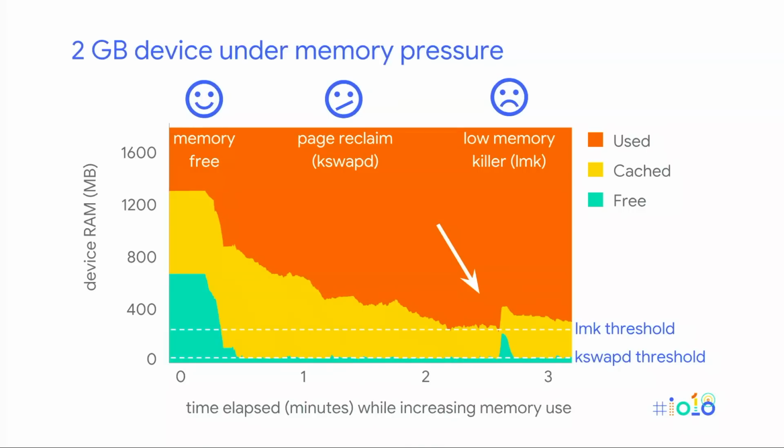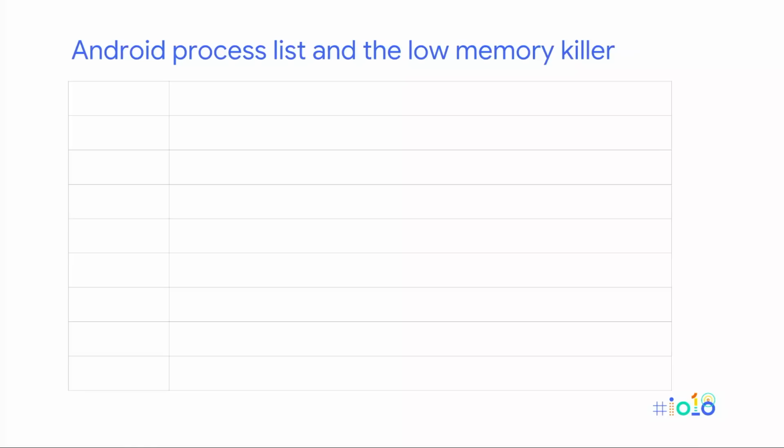Now, this is an unhappy state to be in, especially if the low memory killer kills a process that the user cares about. So let me go through and tell you a little bit more about how the low memory killer decides what to kill. Android keeps track of the processes that are running on the device, and it keeps them in a priority order.